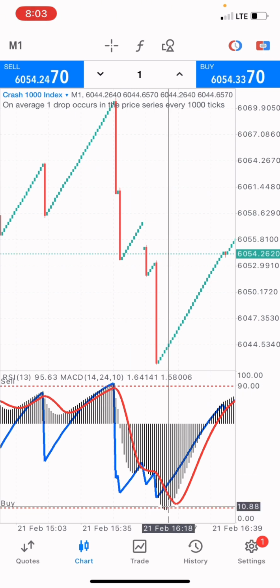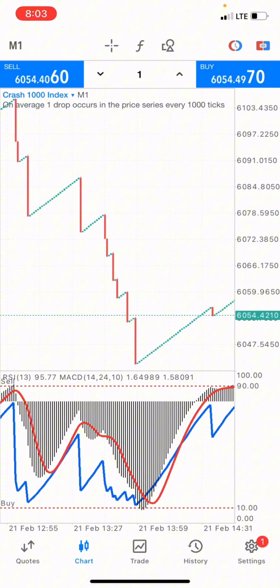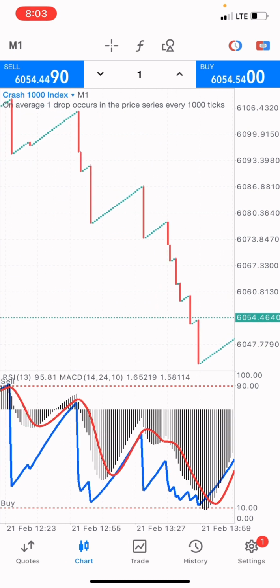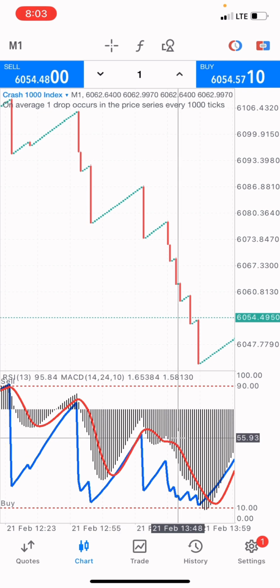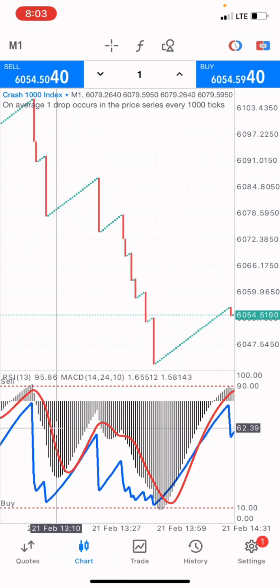At this point, take a look at it. When price gets to this point, you take a sell. Perfect strategy, a perfect opportunity for you to catch spikes in the market. When you see a good opportunity like this on the crash 1000 index, it is a good opportunity for you to catch the spikes.